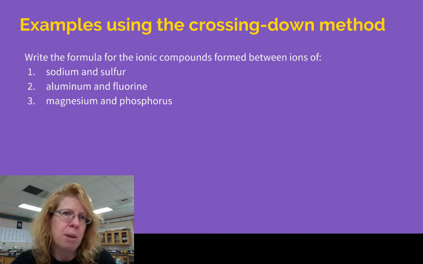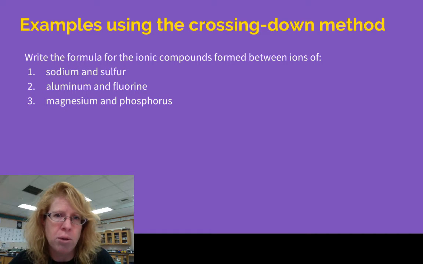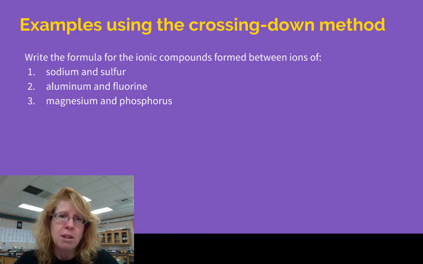So here's a couple of practice problems. I'll do the first one kind of slow, and then I'll let you do the other two. So number 1, let's see if we can do this crossing down process to figure out the formula, what happens when sodium and sulfur ions come together. So this is sodium ion and sulfide. So here's how I would start this.